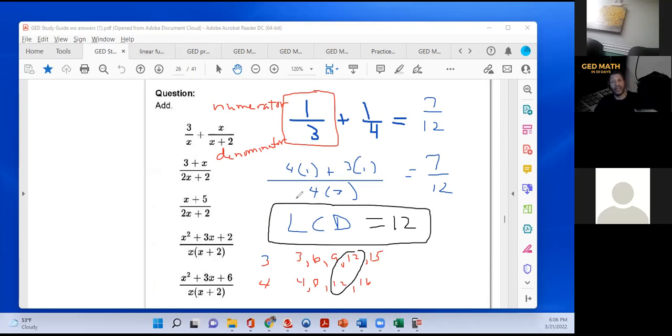Now we have to go back to what's called equivalent fractions. So 1/3 is equal to how many 12ths? And we're going to do the same thing for 1/4. 1/4 is equal to how many 12ths? What do I have to multiply 3 by to get 12? 4. So whatever I multiply the bottom by, I must multiply the top by. Why? Because 4/4 is 1, so we're not changing the value. So 1 times 4 is 4, and 1/3 is equivalent to 4/12. What do I have to multiply 4 by to get 12?